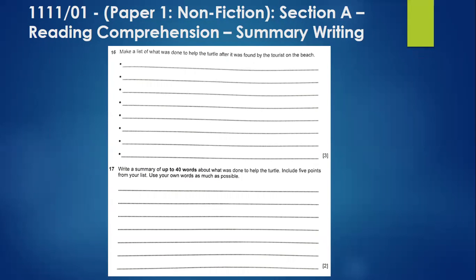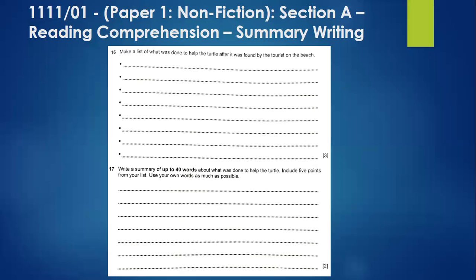So if you look at this question, write a summary of up to 40 words about what was done to help the turtle. And in this question, it says make a list of what was done to help the turtle. So here you have a few points, perhaps more than 5, but in your summary, they have mentioned include 5 points from your list. So this makes things easier for you. You do not need to read the passage again. You just need to get your answers from this list and put them down into one paragraph.